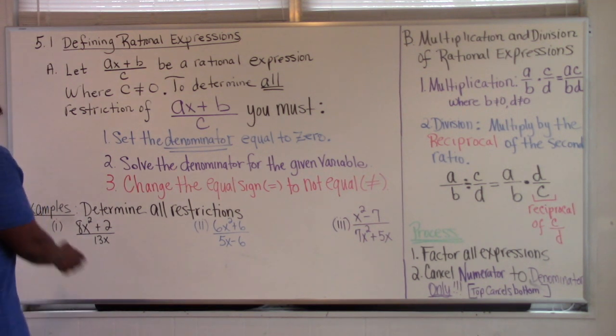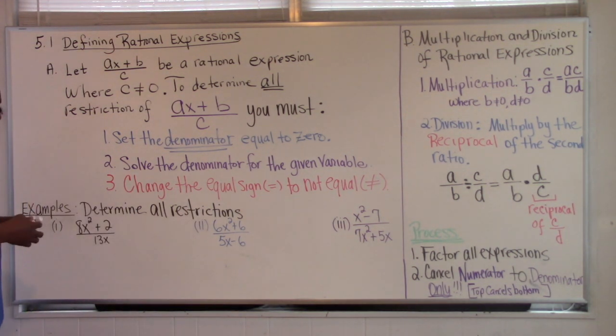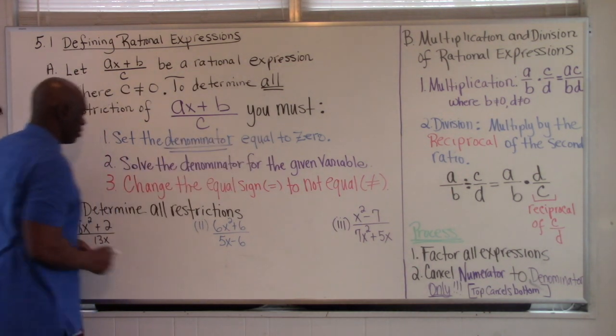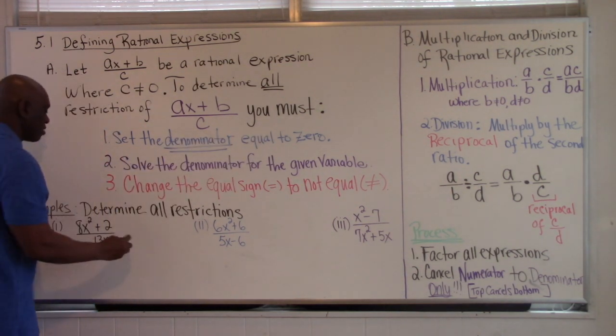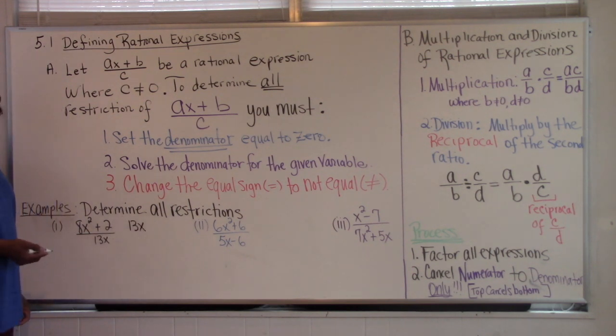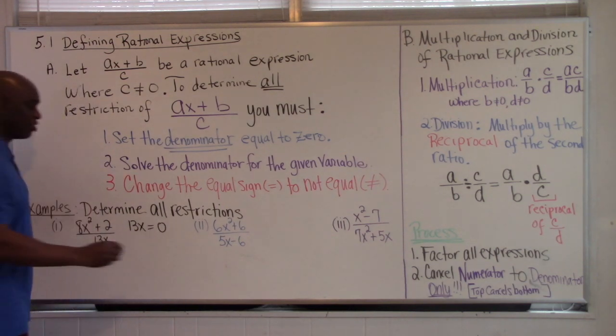Example number 1. Determine all restrictions of (8x squared + 2) divided by 13x. Let's follow the steps. Step 1. Set the denominator equal to 0. So then that means that 13x, that's the denominator, set it equal to 0. Step 1 is done. Check.